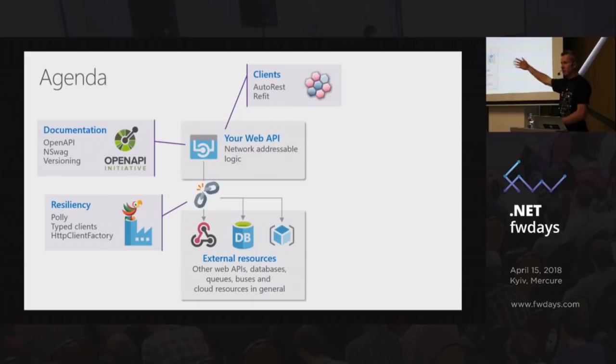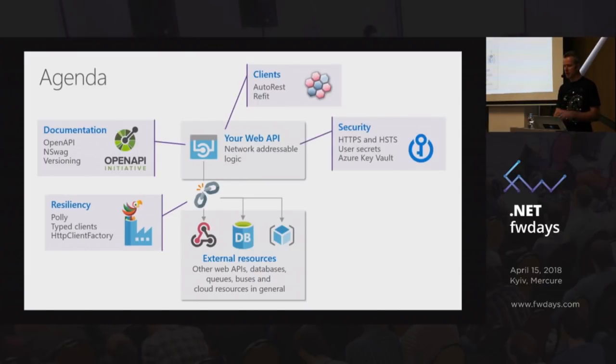Then your web API must be consumed, so we'll talk about clients. The 2 things that we will look into as well are AutoRest and Refit. And a bit about security. HTTPS and HSTS is also new in ASP.NET Core 2.1. User secrets, Key Vault to some extent, and a bit about testing. I skipped the part with the unit testing because I think that might have been covered or will probably be covered extensively. But the service contract integration tests will be a nice thing.